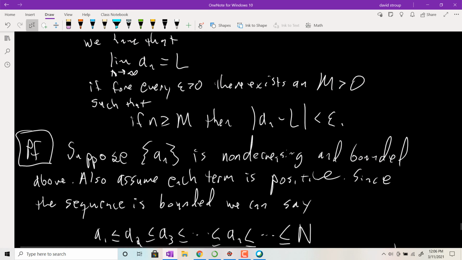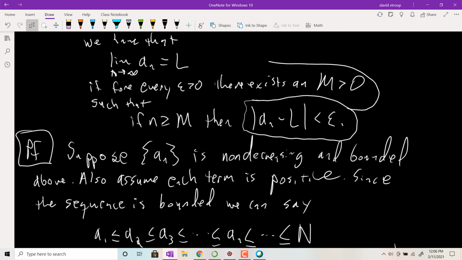So we want to build this definition, and to get there, we have to work with it in the compound inequality form eventually. If you were to expand this using our knowledge of absolute values and inequalities, you could rewrite it like this. And then you could isolate the a sub n in the middle like this.